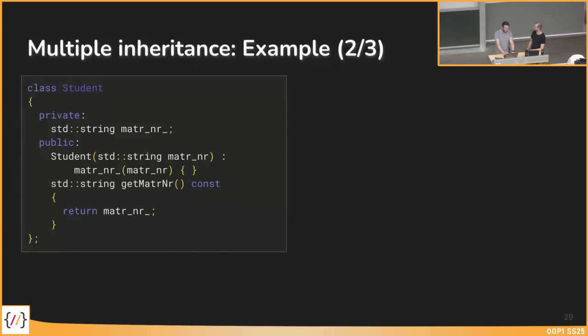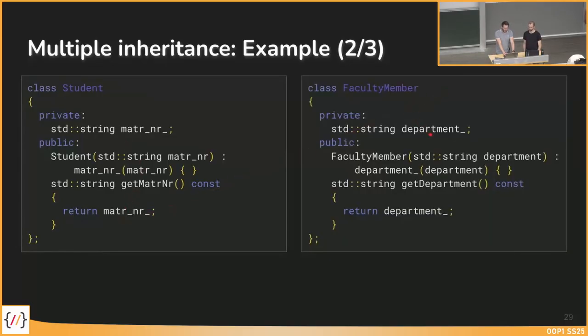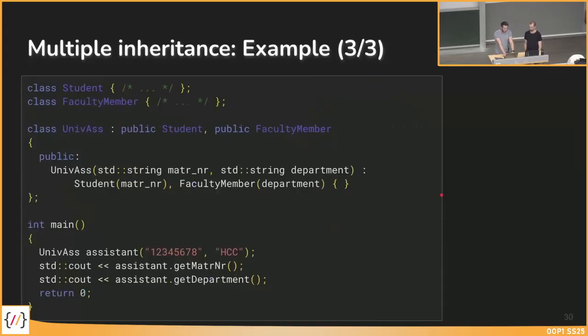So we have the student class with, now it's correct, the matriculation number, and we have a constructor and the getter, and we have the faculty member with the department and the getter for the department. And then we have the university assistant, which inherits not only from student, but also from faculty member. It has a constructor calling the base class constructor from student and also from faculty member. And if I create such a university assistant, I then pass the matriculation number and also the department.